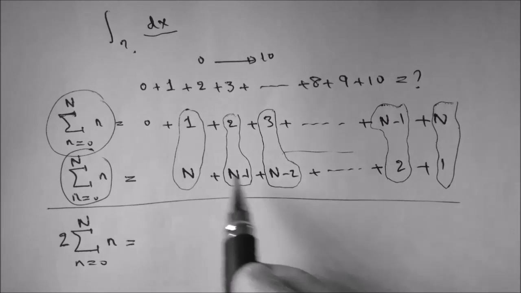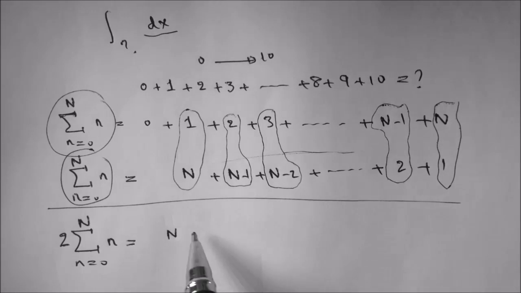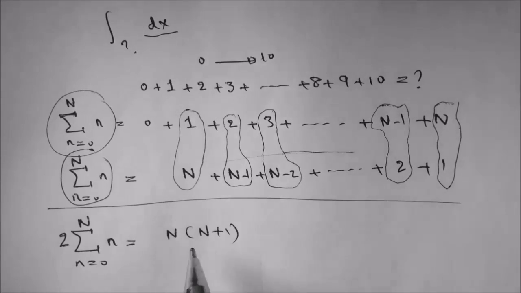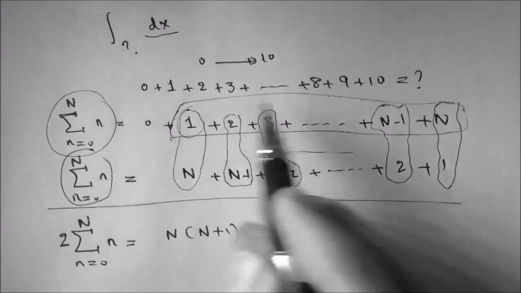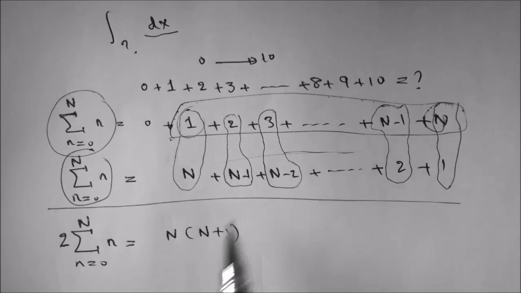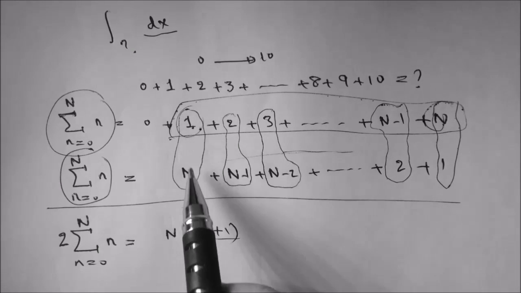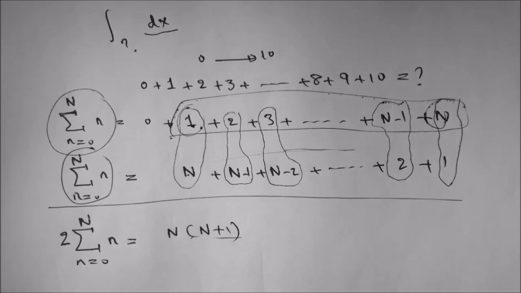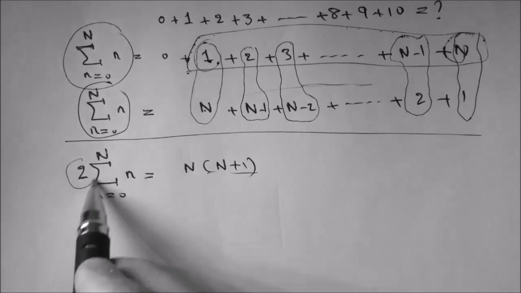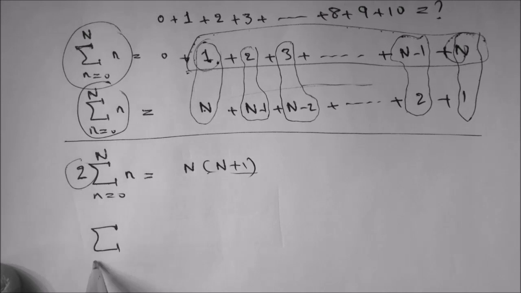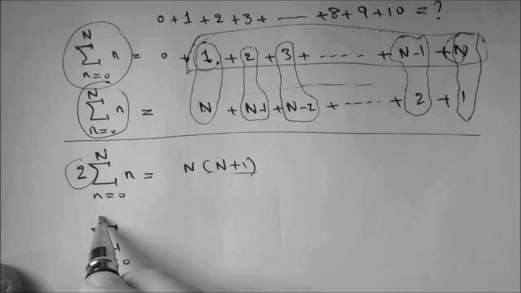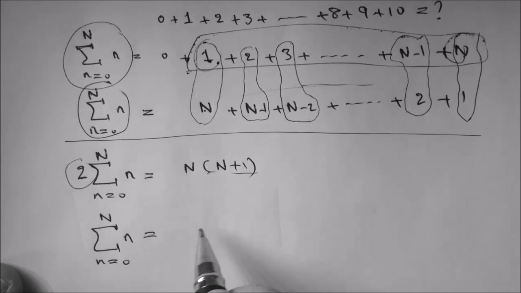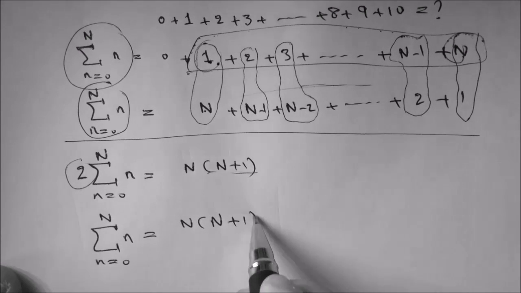So the result of this summation is n times n plus 1. These terms are n terms, starting from 1 ending with n, and we get n plus 1 each time we add a term from this equation to this. So n times n plus 1. The result of the summation, don't forget this, from n equals 0 to N for n will be n times n plus 1 over 2.